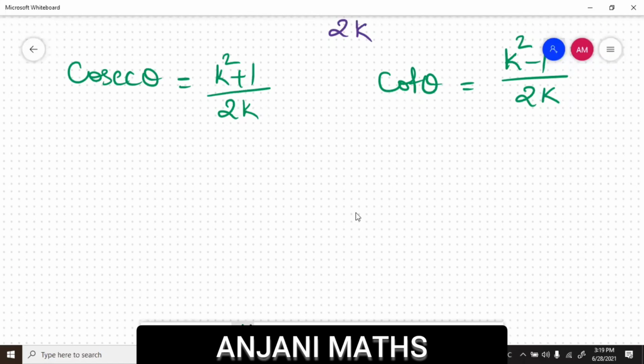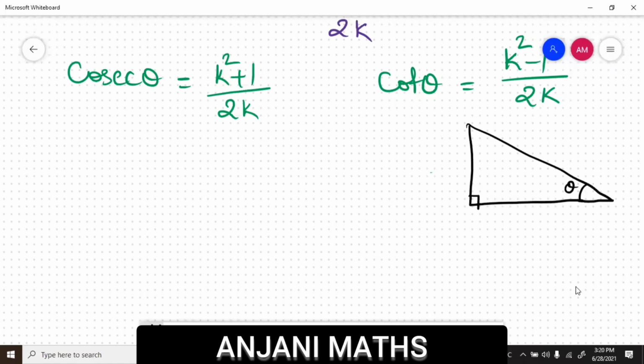So see here, what is cosecant theta? 1 by sine theta. What is cot theta? Cos theta by sine theta. If we divide these two also, we get sine theta. But let us consider a right angle triangle. So this is theta.